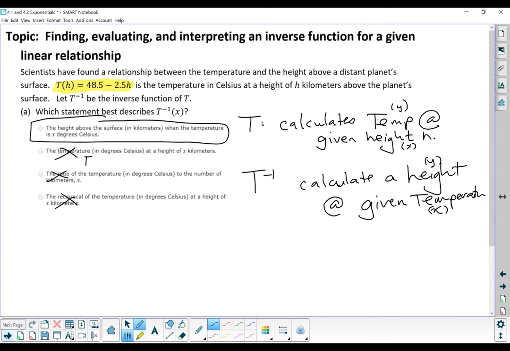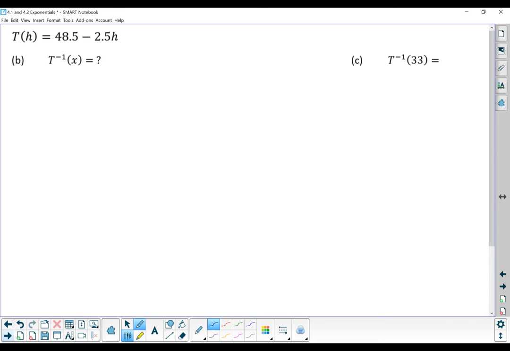Okay, so now that we have selected the correct statement, our next part asks us to find the inverse. Now, I've mentioned several times that inverses and functions have switched their x's and y's, and that's the procedure we're going to use. Switch the x and y, and then solve for y. That will be our inverse.